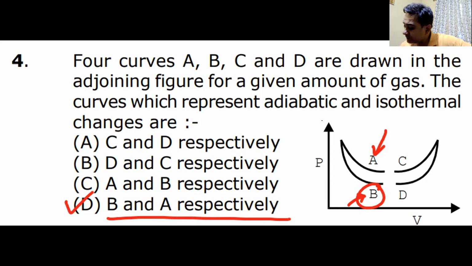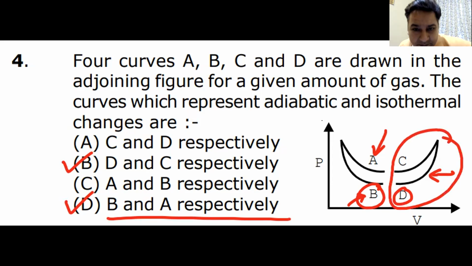If I look at the curves C and D, remember, the steeper one should be the adiabatic curve. D is the steeper one. So D and C respectively would be the answer. But again, you'll have to understand that this curve is not possible for an adiabatic process. Because remember, an adiabatic process could be adiabatic compression or adiabatic expansion. We have covered both of them, and whenever we covered both of them, I gave you the diagram.